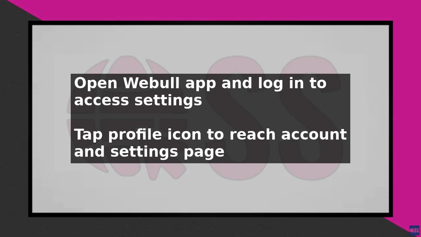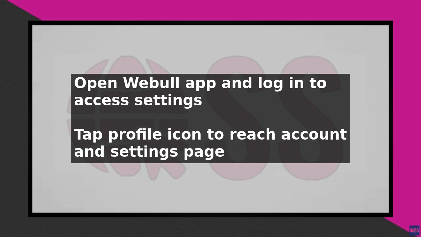To make Webull dark mode, you will need to access the settings within the application. First, open the Webull app on your device and log into your account. Once you are logged in, tap the profile icon located at the bottom right corner of the screen. This will take you to the account and settings page.